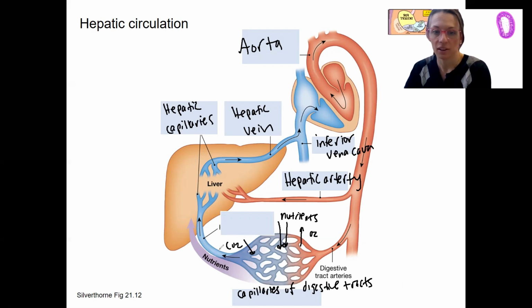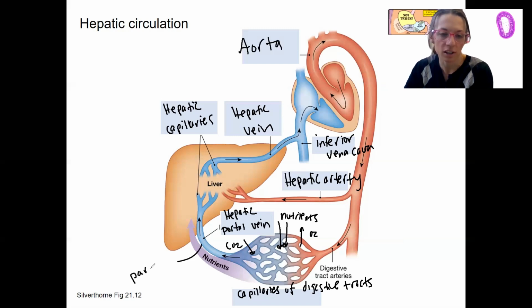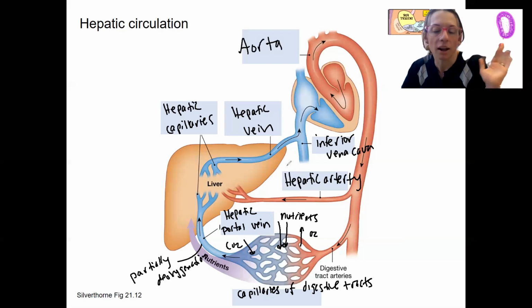Nutrients are now in this thing right here. What is this? Our hepatic portal vein. Here it's blue, but this is actually partially deoxygenated. So actually we're going to provide some oxygen to the liver through this system as well. But I don't care if you know that, because you've also got your hepatic artery, right? The liver needs oxygen.